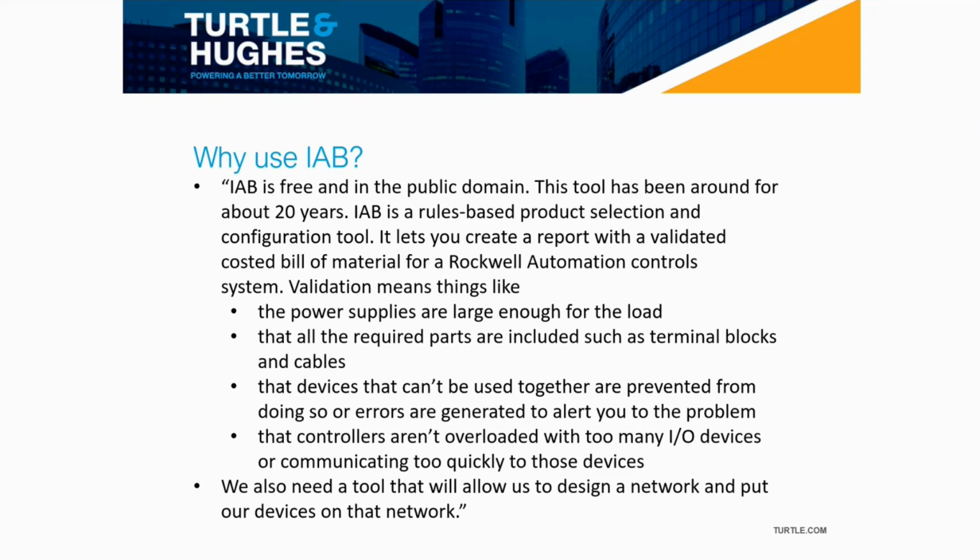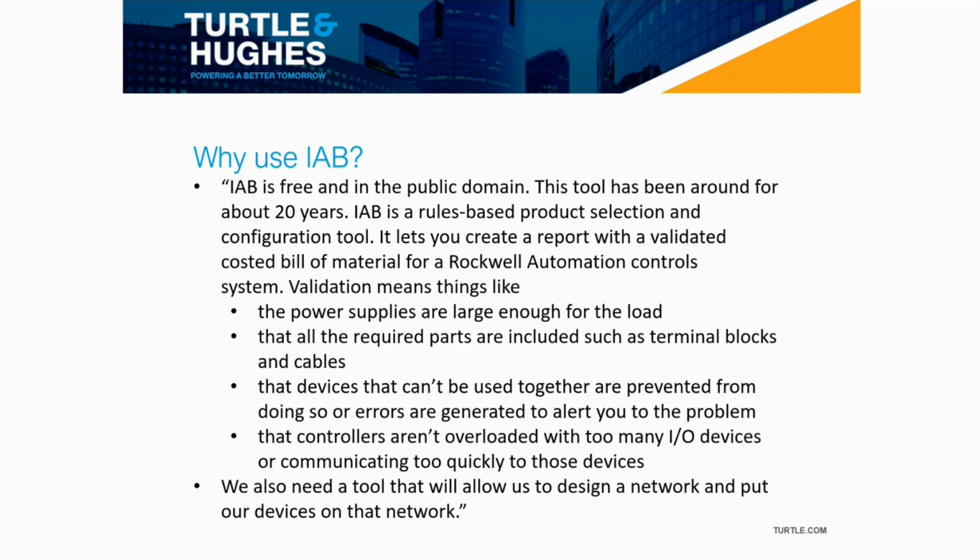IAB is a rules-based product selection and configuration tool. That's kind of a critical thing. In the past, whenever we've had to do layouts manually, let's say you were laying out a chassis and you were trying to determine whether or not the particular power supply you had selected was going to be able to supply the power to the backplane to the modules. Well, you had to calculate that all out manually. These are the kind of rules that IAB builds into itself so that you don't have to guess at that. It's going to tell you that you're out of power and other rules like that.